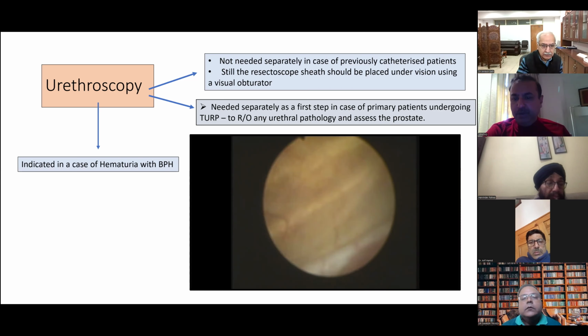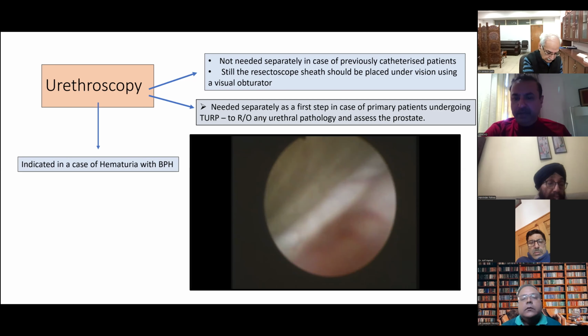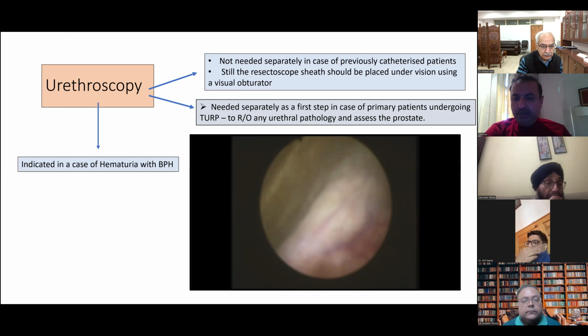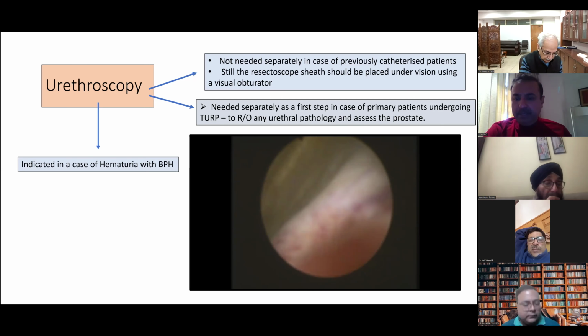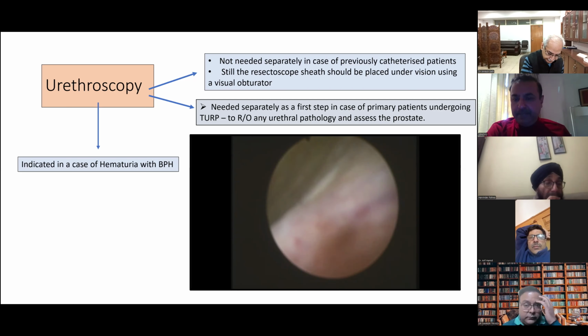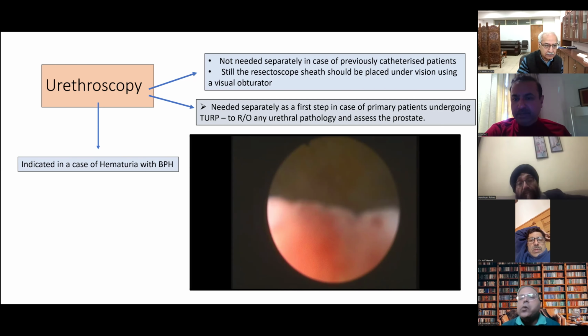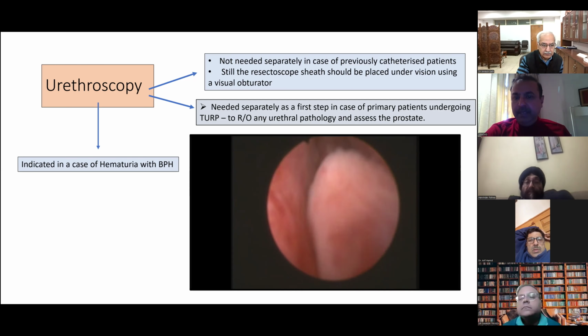These steps should not be missed. Look at the ureteric orifices. How far is it from the median lobe of the prostate, so as not to land up in trouble? Because this trouble, if it happens, then one is in big trouble, because you have to either do open surgery or something, which is not acceptable in a TURP in today's era.